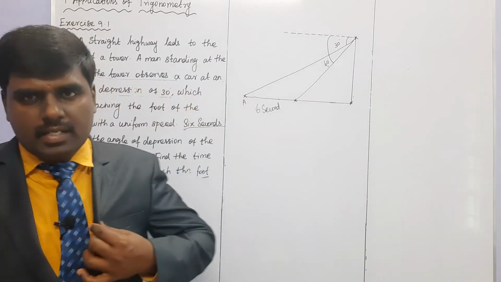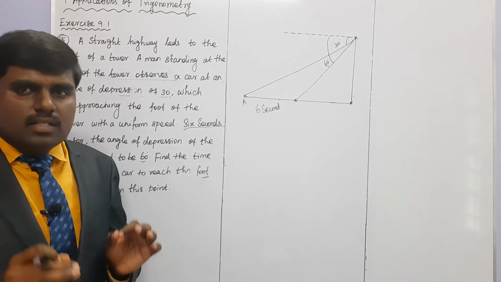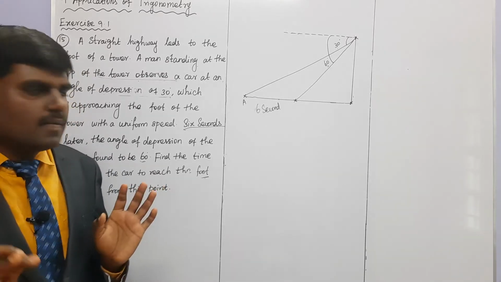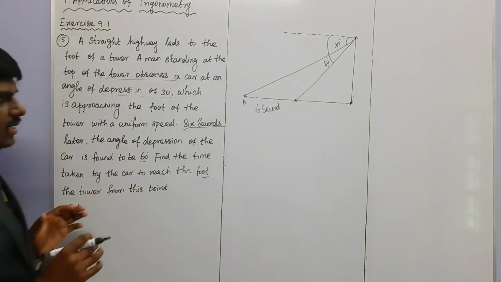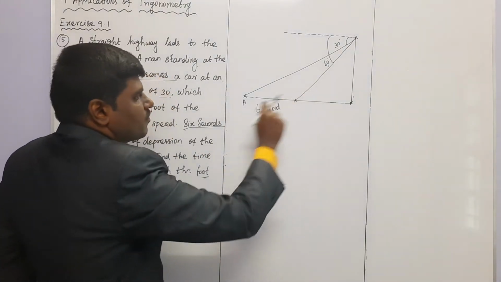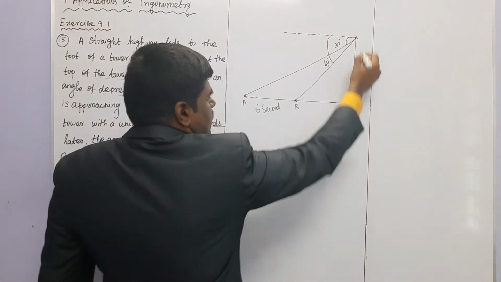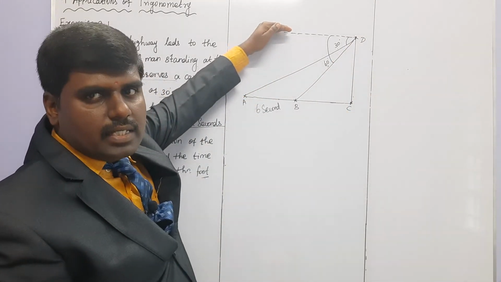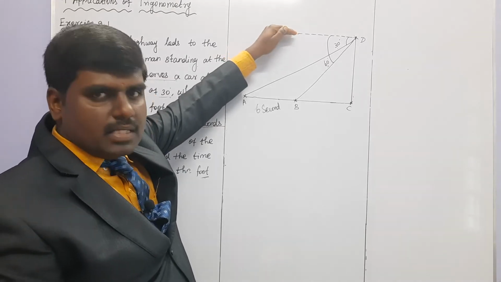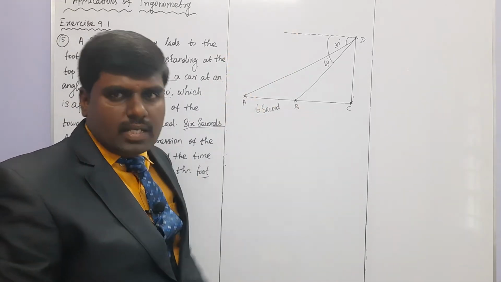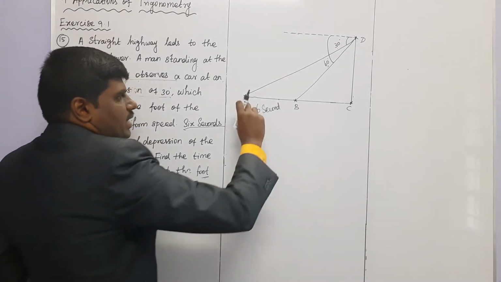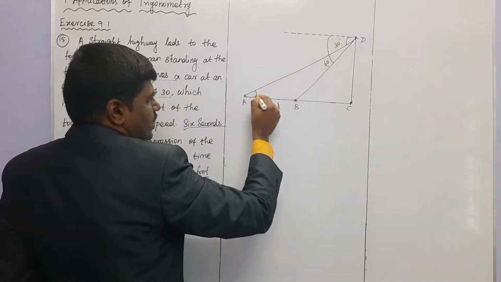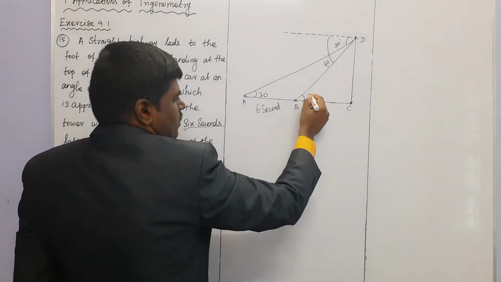So in the given problem, the car moves at uniform speed. That's very important. Now, what's the distance? I will consider the points A, B, C, D. AB is the height line, and the horizontal line is straight. AC and the horizontal lines are parallel, and AD is a transversal, so alternate angles are equal. Here we put 30 degrees, and here also 60 degrees.